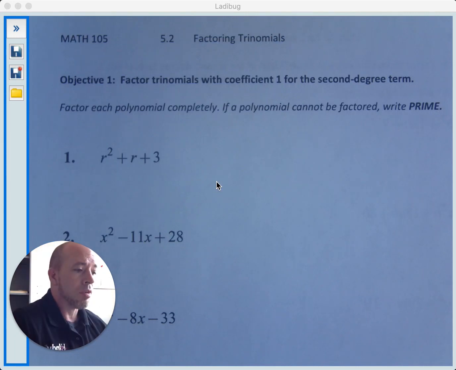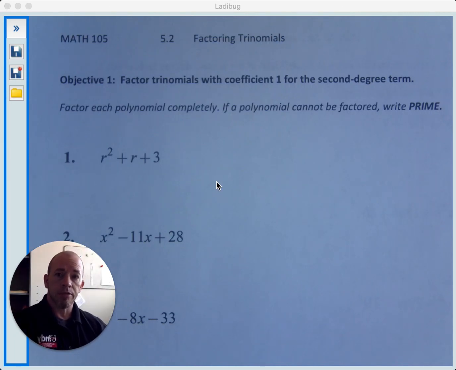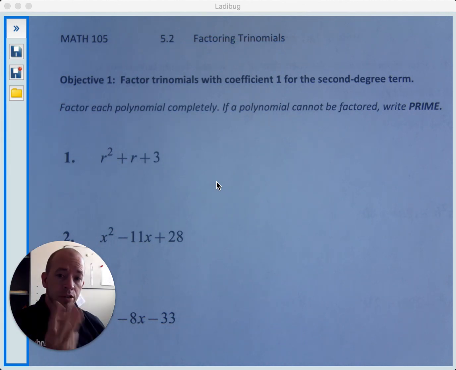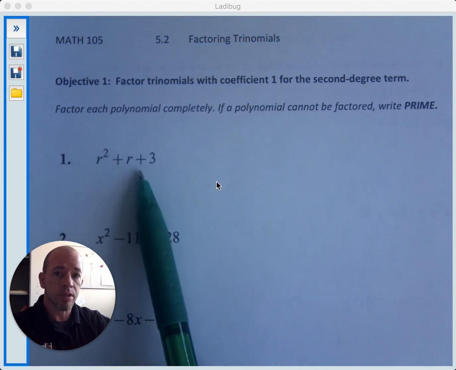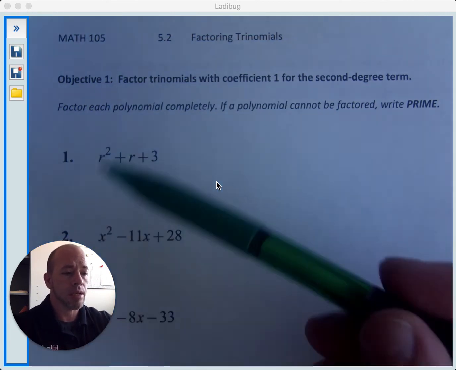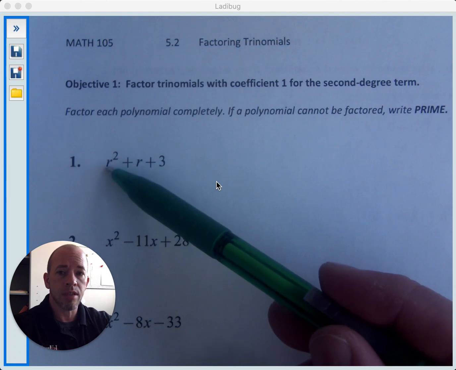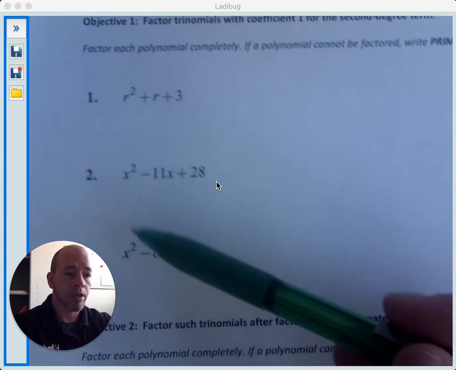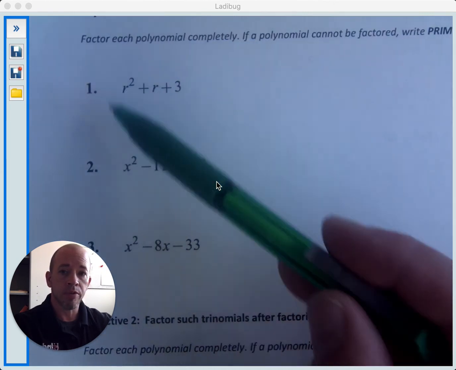Hey everybody, we are ready to start section 5.2, and this is on factoring trinomials. Now we're going to start with trinomials that are actually fairly easy to factor. Tri means three, right? So three terms, we have three terms here, and a lot of those can be factored. The ones that are the easiest are when the coefficient of the squared term is 1. So notice we have a coefficient of 1 for all of these. There's no other number in front.